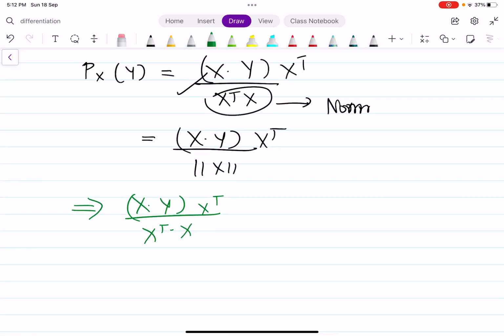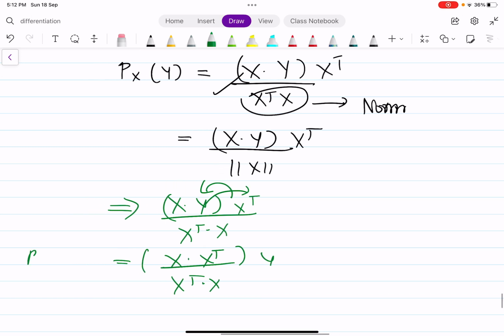Let's simply do a change, because we just have to find the projection matrix for the vector x, because x is what we are projecting, right? So we'll have to just find it for x. So just remove y from the equation and put y here. So this becomes x into x transpose by x transpose into x, into y. This is what we get by rearranging.